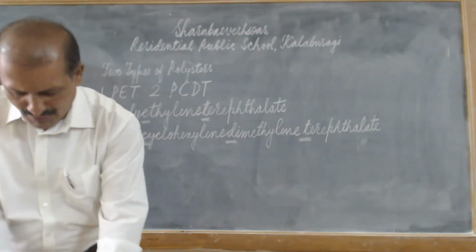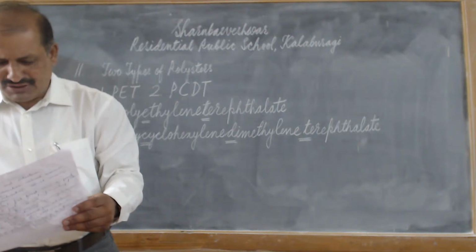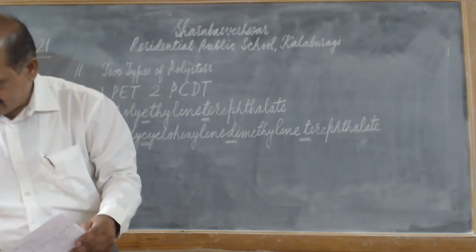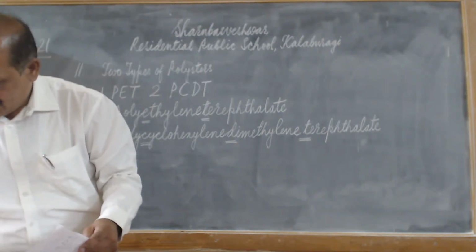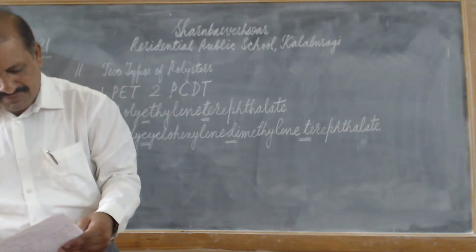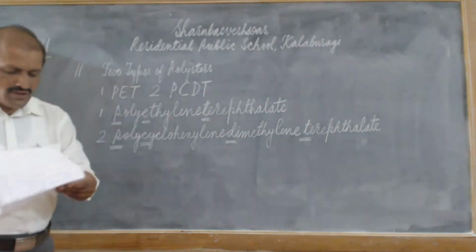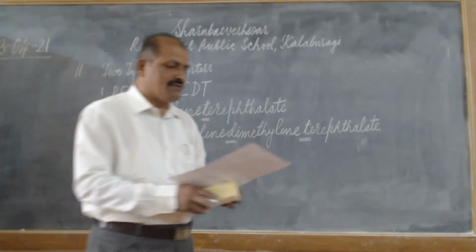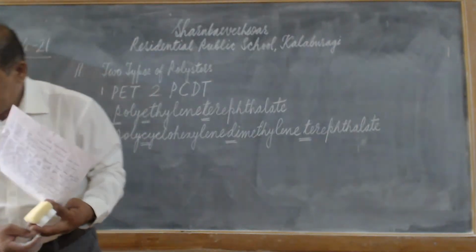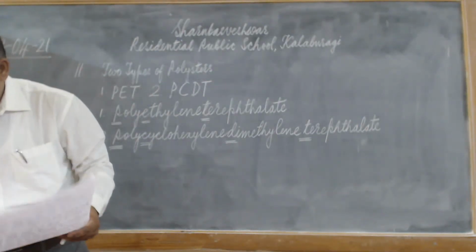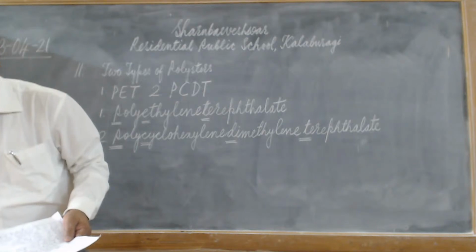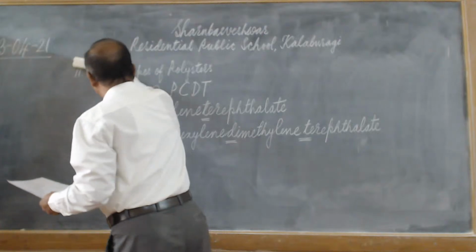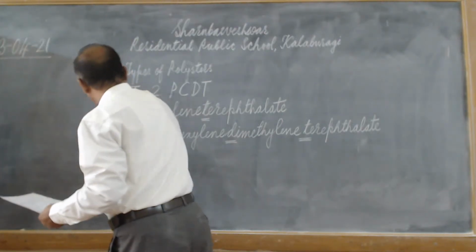So we shall move on to question number 12. Name the polyester which is used for making bottles, films, and wires. Question number 12: how are synthetic fibers prepared?